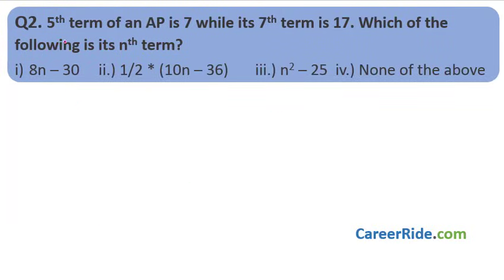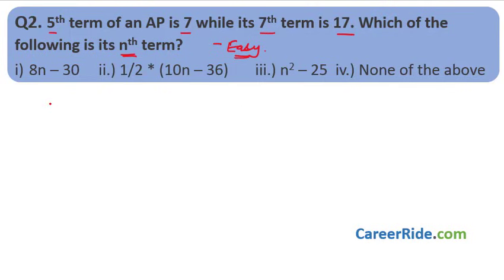Question number 2. Fifth term of an AP is 7, while seventh term is 17. Which of the following is its nth term? Looks difficult, but don't worry. It is a very, very easy question and you will be able to solve it very easily, because I'm going to give you a very simple trick here. And the trick here is, rather than solving this question by steps, try to use the options given to you. Try to use the options and see which one satisfies.